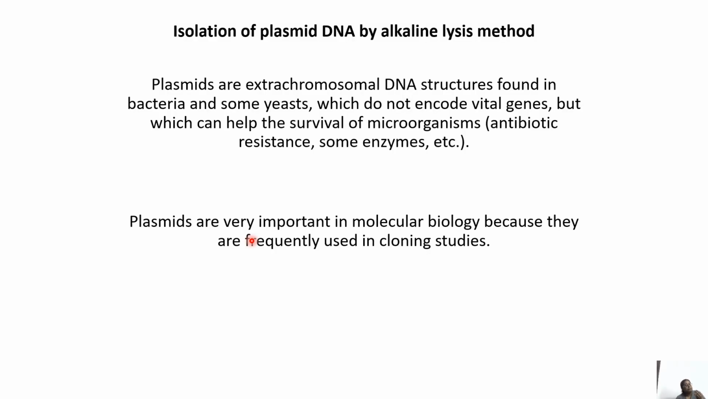Plasmids, as we know, are extrachromosomal DNA structures found in bacteria and some yeast, which do not encode vital genes, but which can help the survival of microorganisms in the presence of various antibiotics and all of that. So plasmids are very important in molecular biology because they are frequently used in cloning studies.